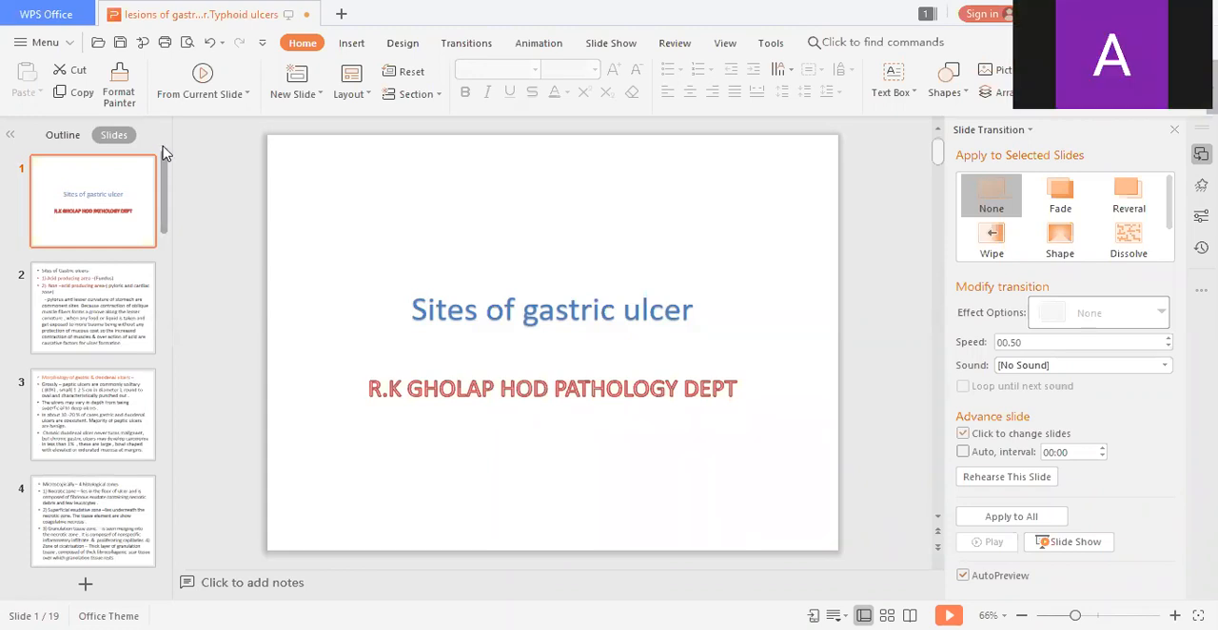The next topic of the GI system that we are going to discuss is diseases of the large intestine, that is dysentery. In dysentery, we are going to discuss amoebic dysentery and bacillary dysentery. What is the difference between amoebic and bacillary dysentery?